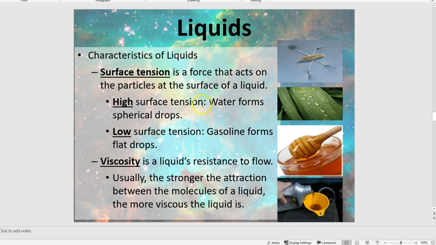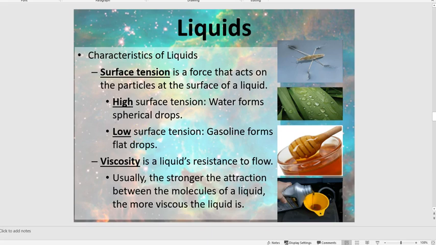So high surface tension, water forms spherical drops. If you look at this leaf right here, those spherical drops are from high surface tension. If there's low surface tension, like if gasoline spills, it will form a big flat drop that spreads out. Another term you're going to need to know about liquids is viscosity.